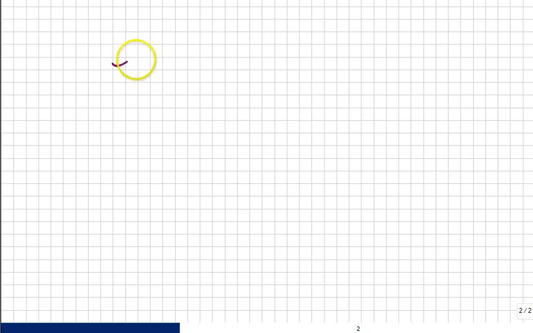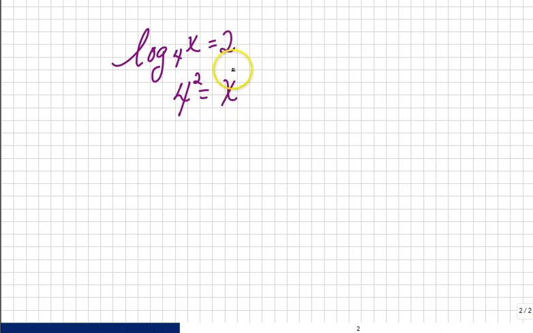Let's take a look at where we move the x to a different position. Let's go the log of x base 4 equals 2. Now this one you could actually do in your head, but we're going to kind of do it the long way. This means 4 to the 2 equals x. Well, we know the answer is 16, but let's do this the long way and see what happens. Take the log of both sides. 2 log 4 equals log x.